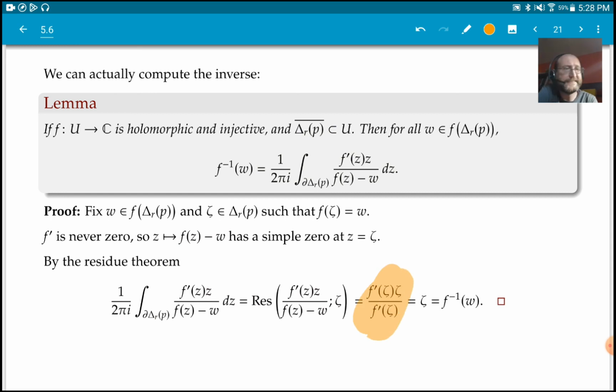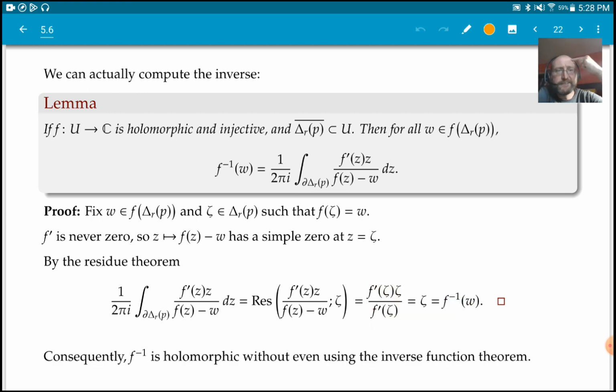Well, that's just this. The f prime of zeta is just some non-zero number, so we never get into trouble by dividing by zero. I can just cancel that. I get zeta. Well, that's f inverse of w. So, right, I'm done.